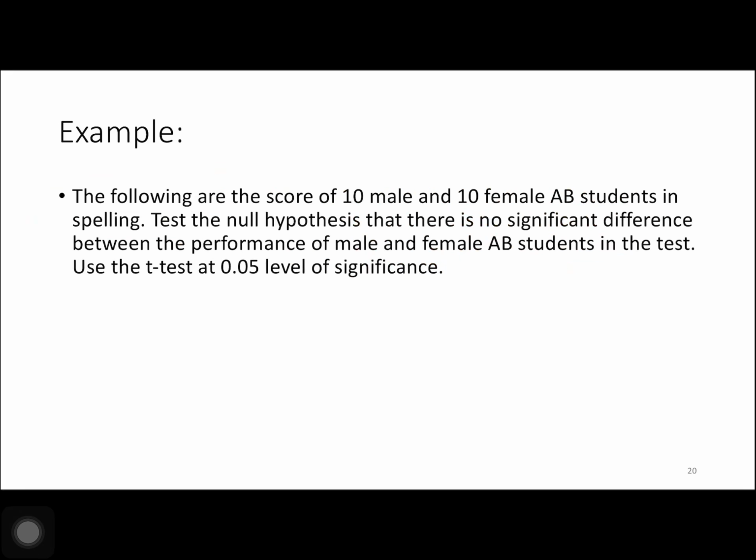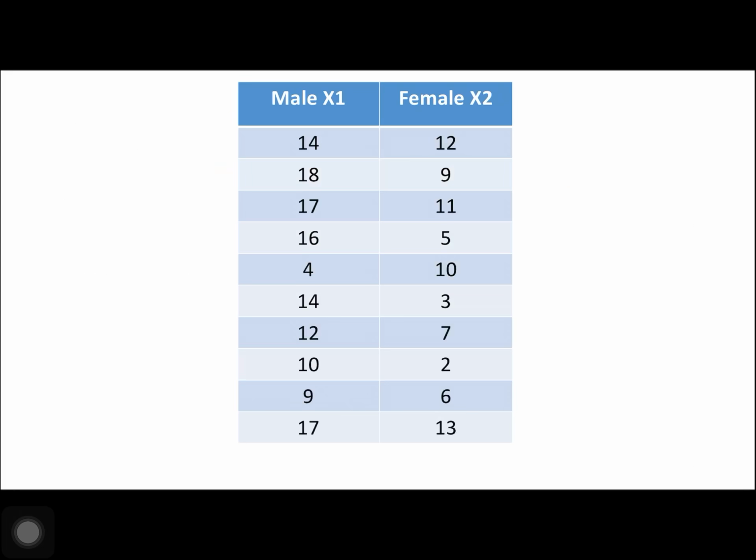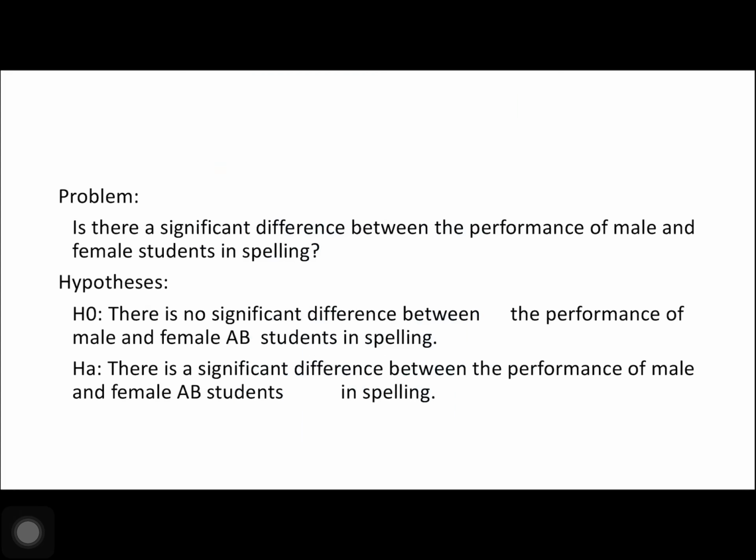For our example problem, the following are the scores of 10 male and 10 female AB students in spelling. Test the null hypothesis that there is no significant difference between the performance of male and female AB students in the test. Use the t-test at 0.05 level of significance. This is our data set, or these are our scores for the male and female students. So for the problem statement, is there a significant difference between the performance of male and female students in spelling?